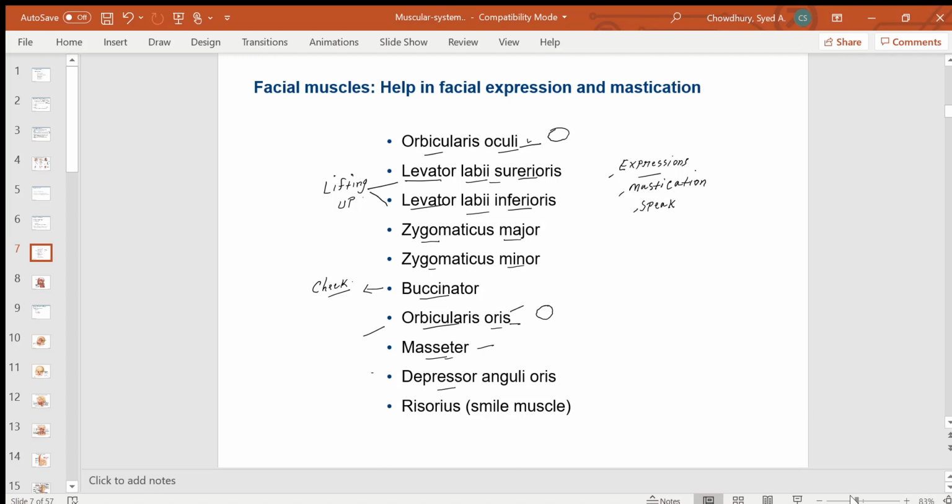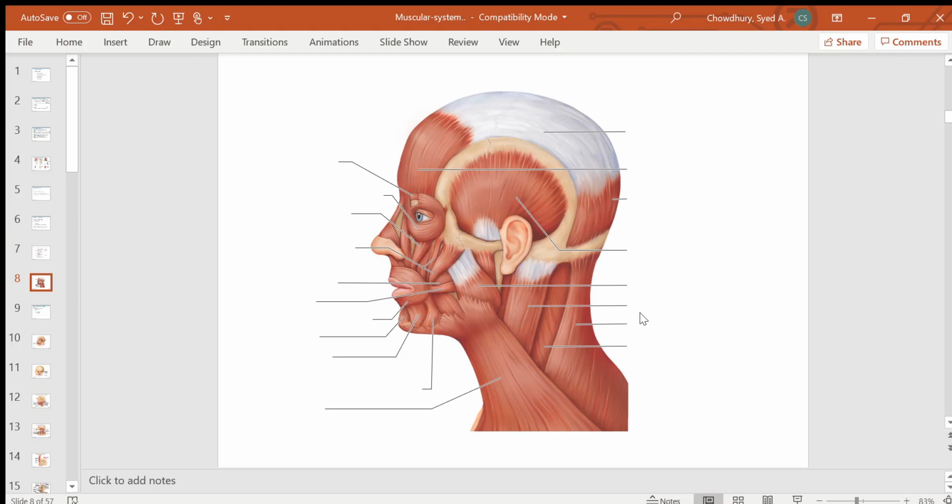Depressor moves down. Depressor anguli oris: oris is oral, mouth, and anguli is the angle of the mouth. And risorius is the muscle that widens the mouth. It is attached to both sides of the mouth, and when they contract, they will widen the mouth. So it helps in smiling.